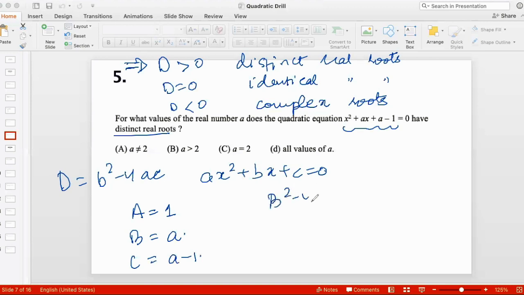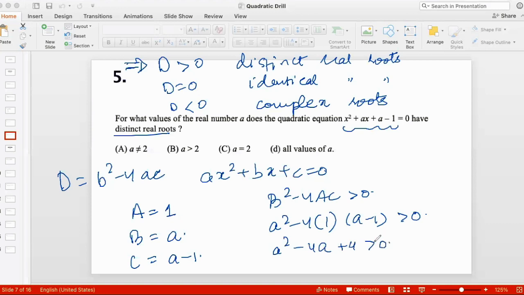So b squared minus 4ac should be positive. So a squared minus 4 into 1 into a minus 1 should be positive. a squared minus 4a plus 4 should be positive. Now this I can write a square as a square, 4 I can write as 2 square, and 4a I can write as 2 into 2 into a. So this becomes a squared plus 2 squared minus 2 into 2 into a, which is simply a minus 2 the whole squared.